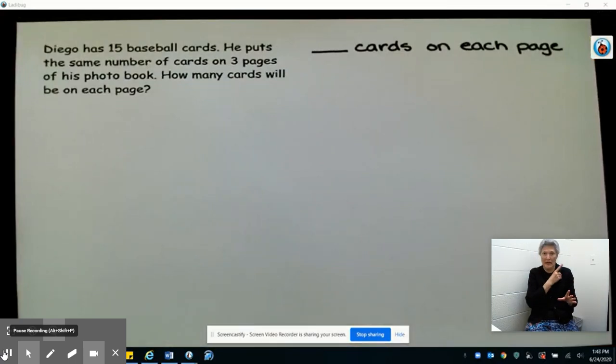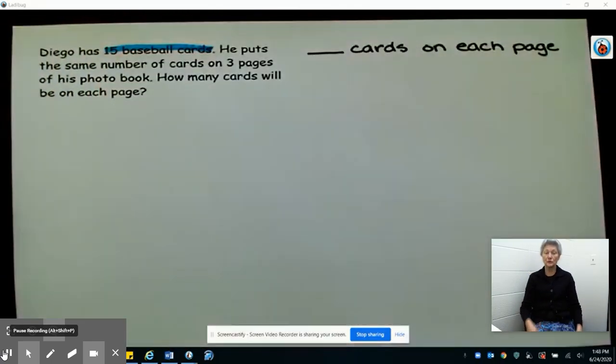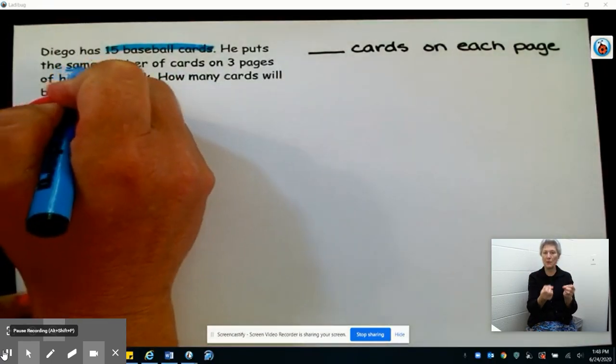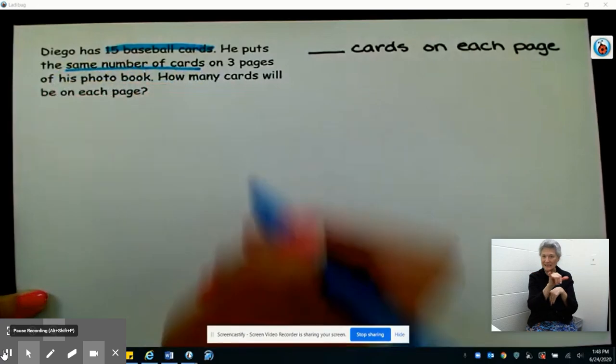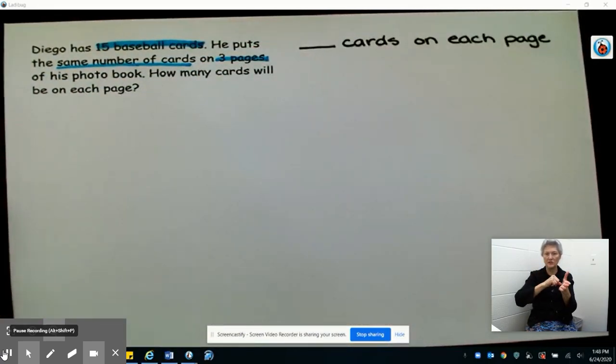Diego has 15 baseball cards. So I know Diego has 15 baseball cards. And he's going to put the same number of cards, that's important, the same number of cards on 3 pages of his photo book. Then how many cards will be on each page? Well, first, I'm going to represent those 15 baseball cards using my Legos.